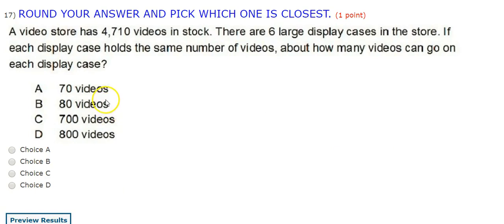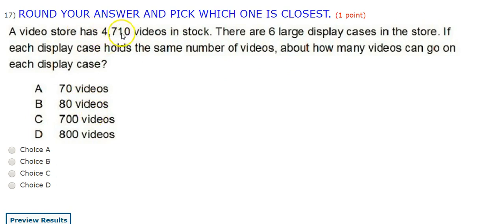Okay, question number 17. Round your answer and pick which one is the closest. A video store has 4,710 videos in stock. There are 6 large display cases in the store. If each display case holds the same number of videos, about how many can go in each display case? Okay, about how many are going to go in each display case?